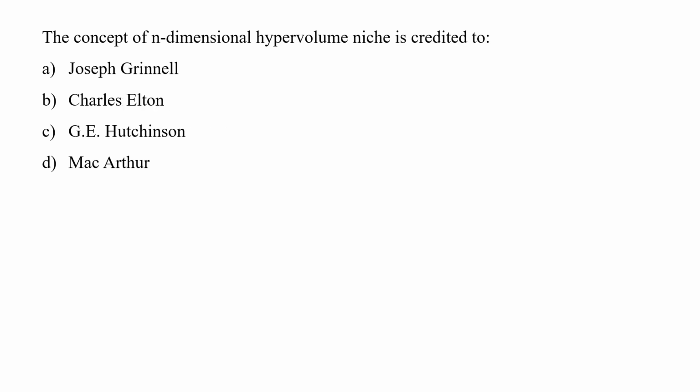Now the question is, the concept of n-dimensional hypervolume niche is credited to. So this concept was given by G. E. Hutchinson in 1957. According to this concept, the dimensions are the environmental conditions and the resources that will define the requirements of an individual or a species for its way of life, and more particularly, for the population to persist. So the correct option is option number C, G. E. Hutchinson.